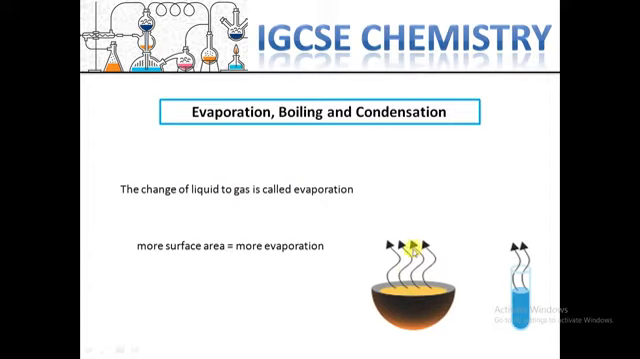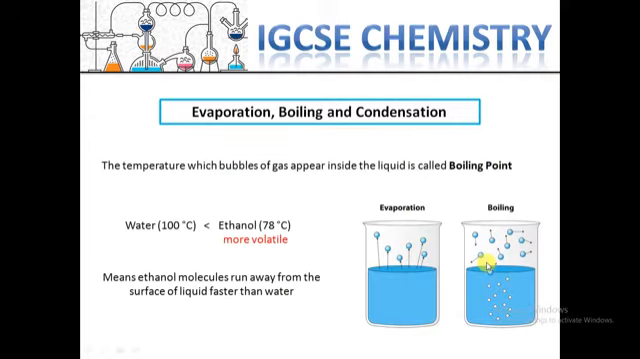Also you can compare a lake or a small pond with a sea. The sea provides more surface area for evaporation, so it has more evaporation.